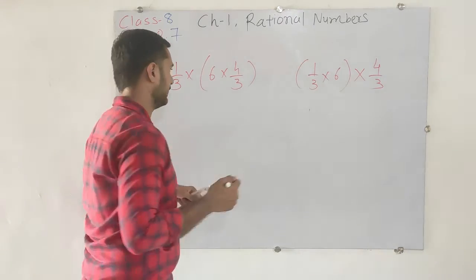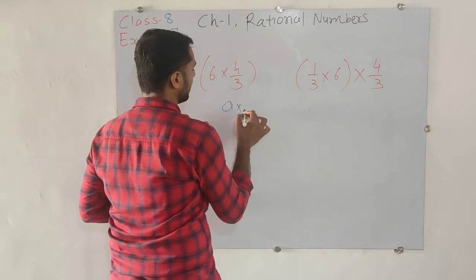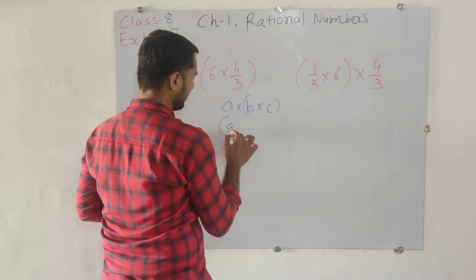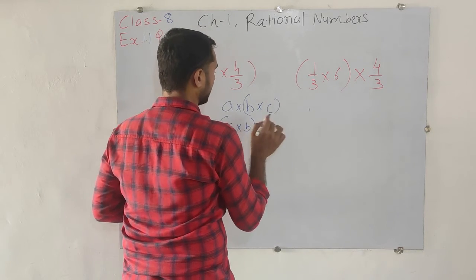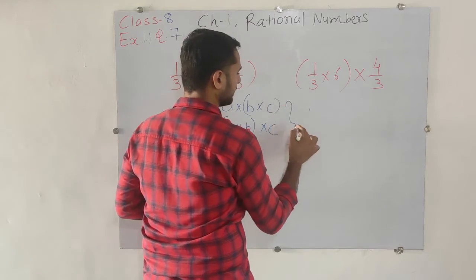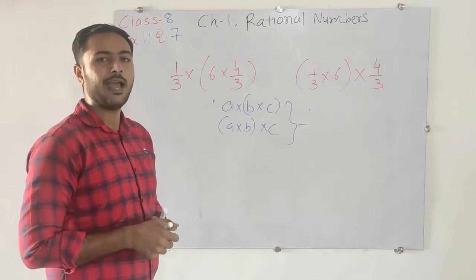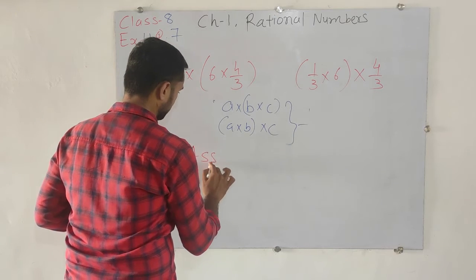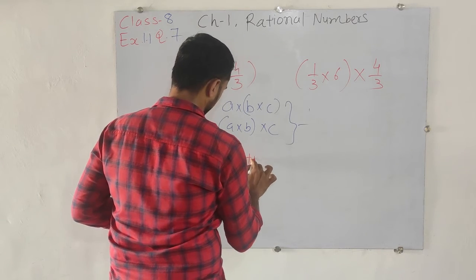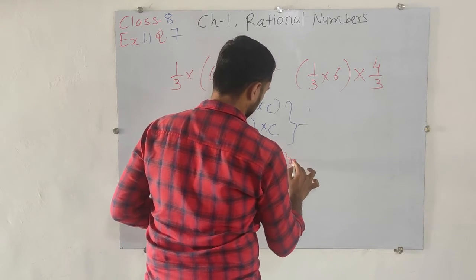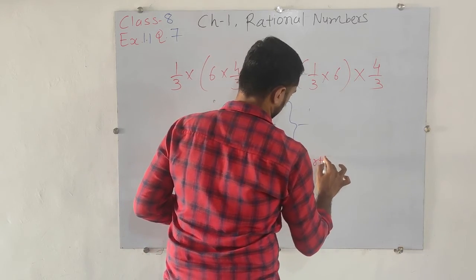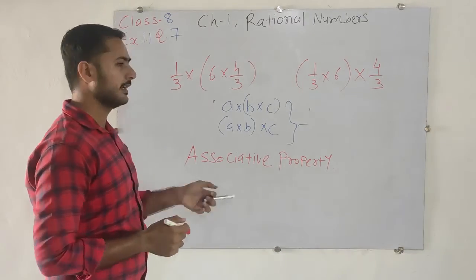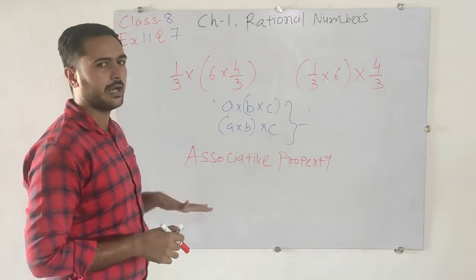For example, if I do A multiplied by B multiplied by C, or if I do it like this, A multiplied by B multiplied by C, which property is this? That's the associative property. So write down associative. So here the used property is the associative property. Just pause the video and note it down.